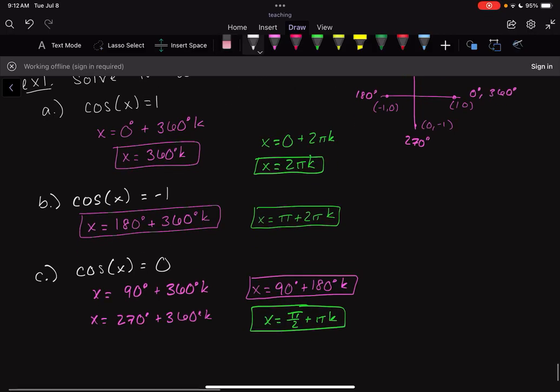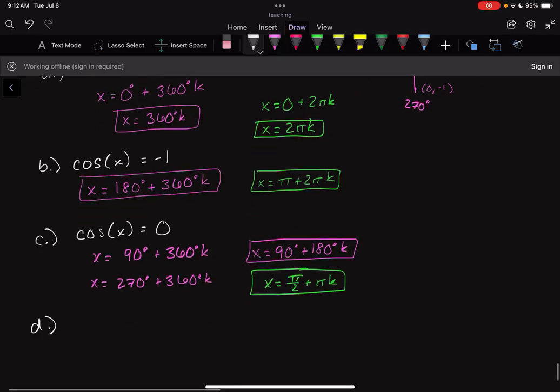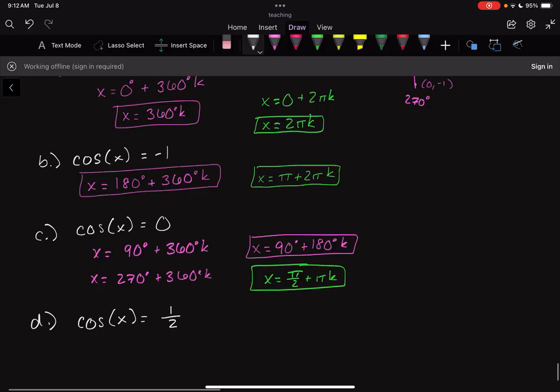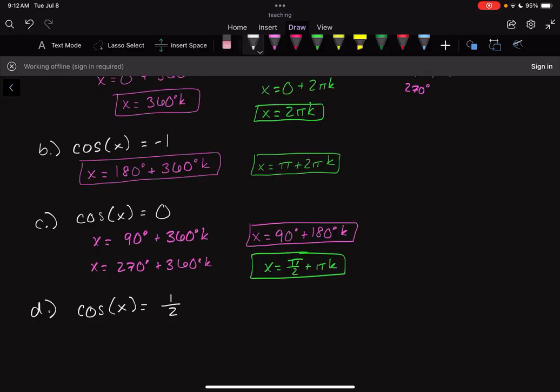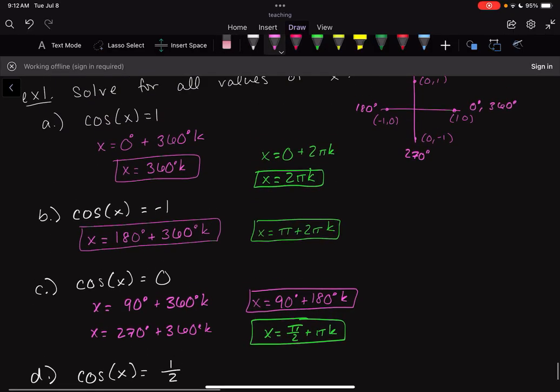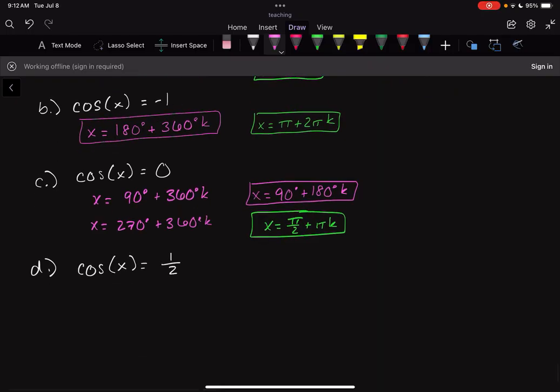Let's do another cosine one, but now I'm going to do one that's not one of the quadrantals. So let's do cosine x is equal to 1/2. For this one, instead of using the unit circle like I was using before, I'm going to go ahead and use my table. I have sine and cosine at 30, 45, 60. Sine is 1 over 2, root 2 over 2, root 3 over 2. Cosine is the opposite.